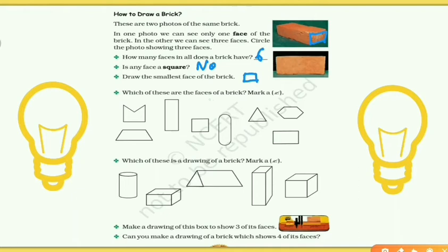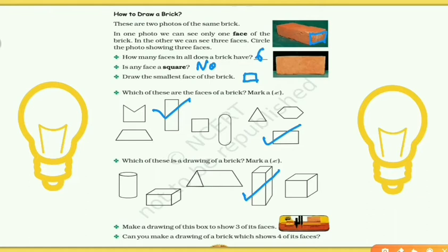Okay, let's come to the next question. Which of these are the faces of a brick? Mark a tick. If you see the different shapes shown here, which do you think can be the face of the brick? You know the face of the brick is always a rectangle. So this is a rectangle and this is a rectangle. So these two can be the faces of a brick. Next question. Which of these is a drawing of a brick? As you already know how to draw it, it should be very clear to you that this is the drawing of a brick.